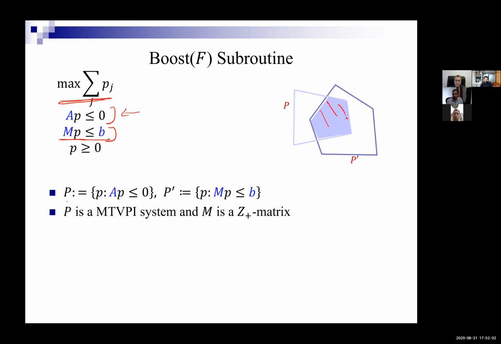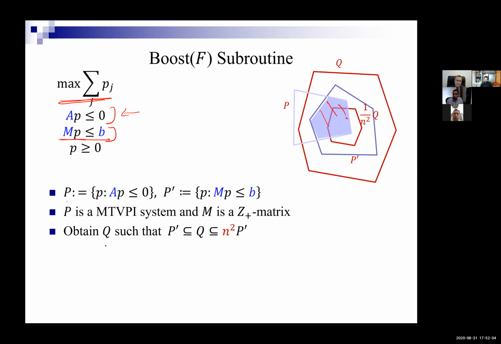So let's apply our theorem. We can get a Q which contains P prime and is also contained inside n squared times P prime, the n squared blow up of P prime. So that means we can find Q using our theorem, and Q over n squared is contained inside P prime, because alpha turns out to be n for our case. So now we are optimizing over this bigger intersection.